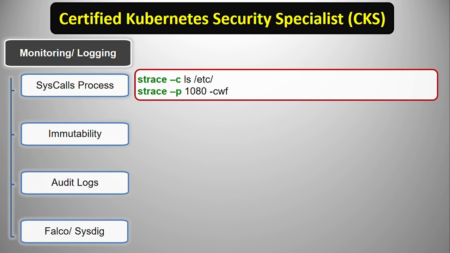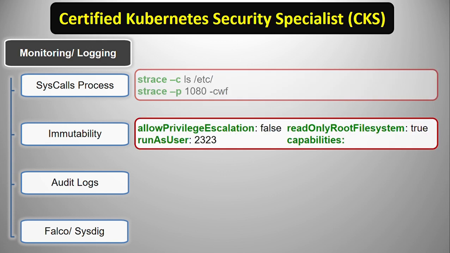Immutable infrastructure refers to an environment which cannot be changed once deployed. By preventing or identifying unauthorized changes, immutable infrastructure makes it easier to identify and mitigate security risk. It can be ensured through security context by disallowing privilege escalation, read-only access to the root file system, using a non-root user, and removing any special capabilities assigned to the pod or the container.